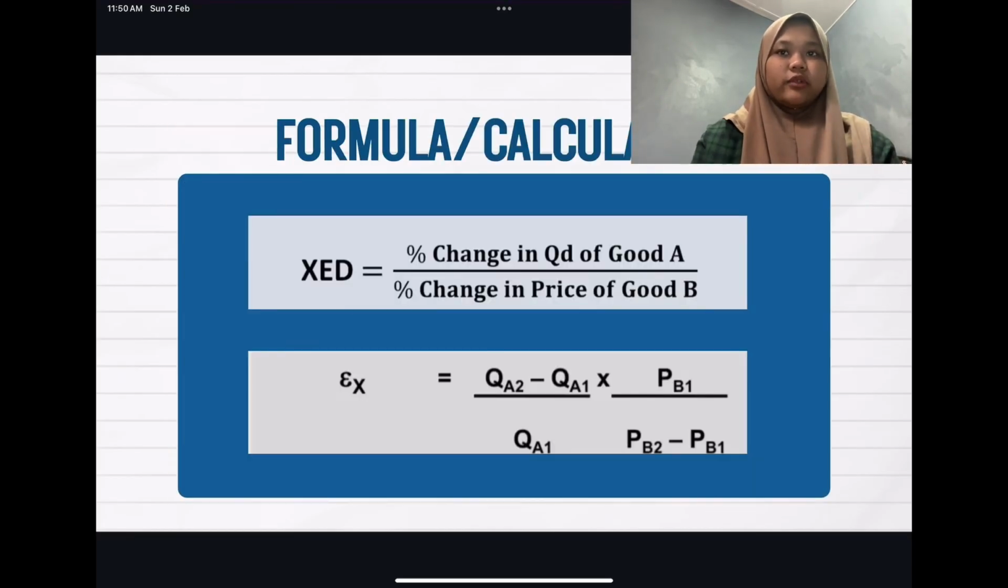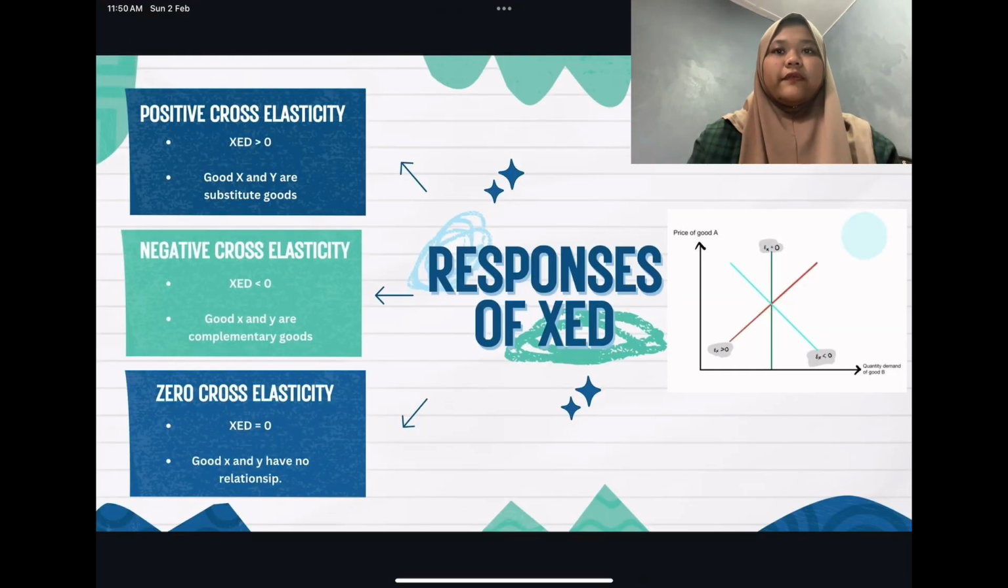For formula and calculation, XED is equal to percentage change in quantity demand of good A divided by percentage change in price of good B. For responses of XED, we have 3. Positive cross elasticity, which is XED more than 0, where goods Y and X are substitute goods. Second, negative cross elasticity, which is XED less than 0, where goods X and Y are complementary goods.